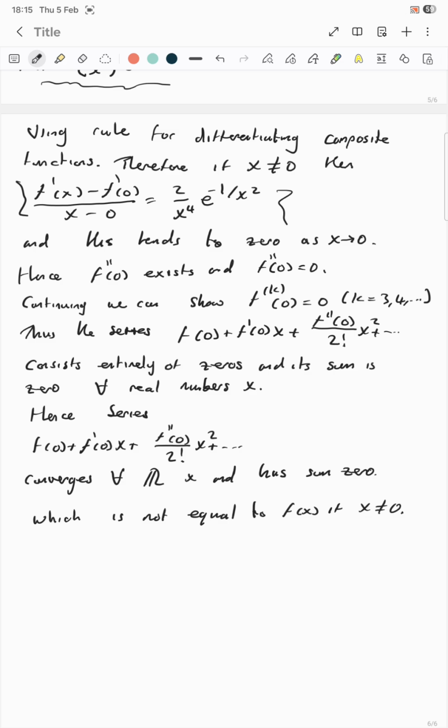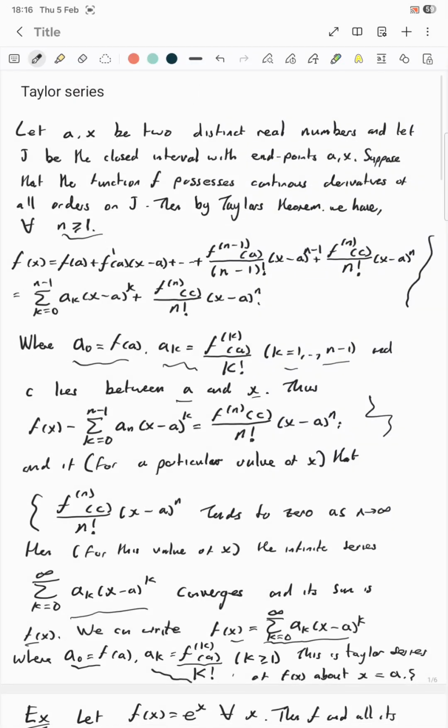Continuing, we can show that f to the k of 0 equals 0 for k equals 3, 4, and so on. Thus the series f 0 plus f prime 0 x plus f double prime of 0 over 2 factorial x squared plus and so on consists entirely of 0, and its sum is 0 for all real numbers x. Hence the series here converges for all x in R and has sum 0, which is not equal to f of x if x does not equal 0. Right. That was Taylor's series.